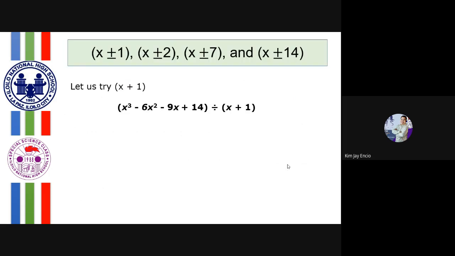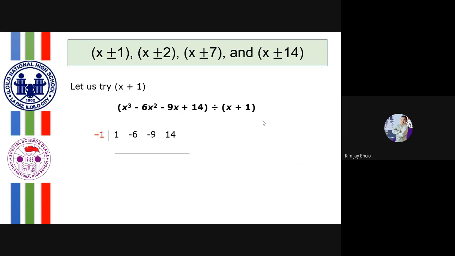So, for example, among these possible factors, let us try x plus 1. And if we divide, let's use synthetic division. If we still recall our past lesson, a certain linear binomial divisor is a factor of a given polynomial if the remainder is 0. And to determine if the remainder is 0, you could perform long division, synthetic division, or the remainder theorem.